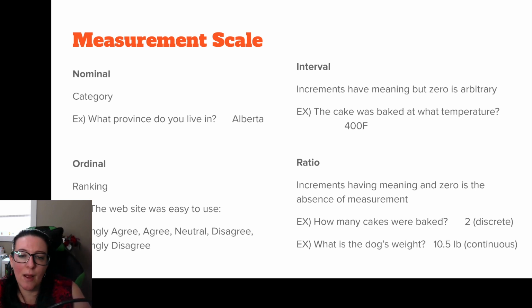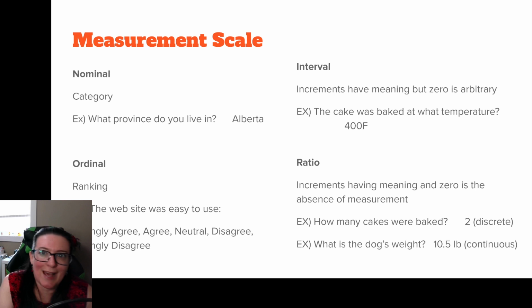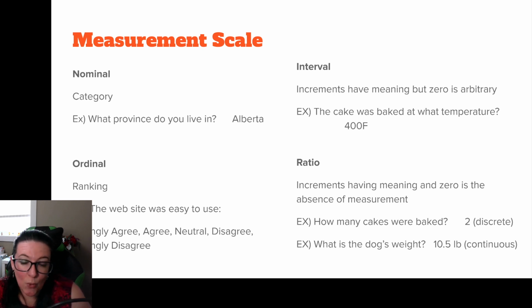We also need to identify what type of measurement scale we have. That's going to determine what type of analysis we do. And so we have nominal, ordinal, interval, and ratio. So nominal is a question that has categories. What province do you live in? And you choose Alberta, BC, PEI. So the responses here, you have a choice. It's limited choice, but they're not numbers. They are categories.